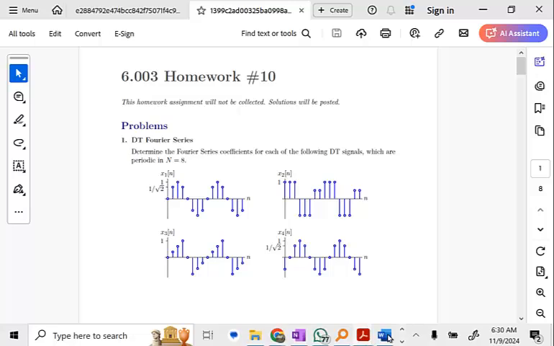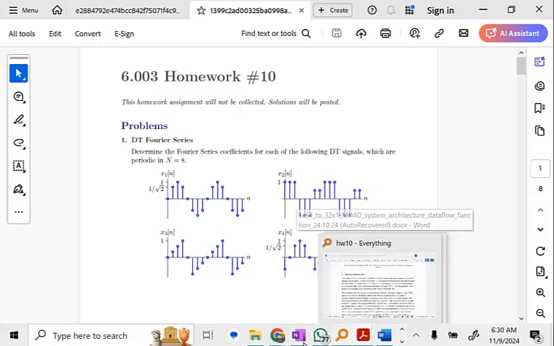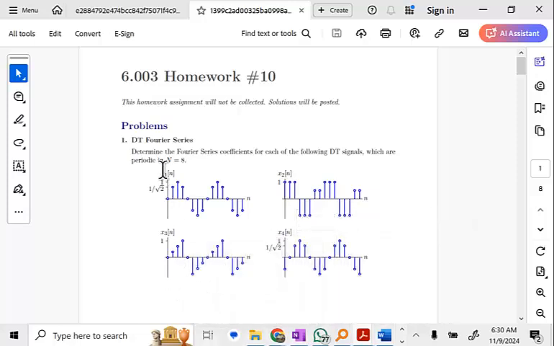Okay, so let me see if I can give you some hints on this homework. Let's look at the first one here. It says discrete time Fourier series: determine the Fourier series coefficients for each of the following discrete time signals, which are periodic in n equals 8. So we're going to be using the 8th roots of unity. All right, so here we go.